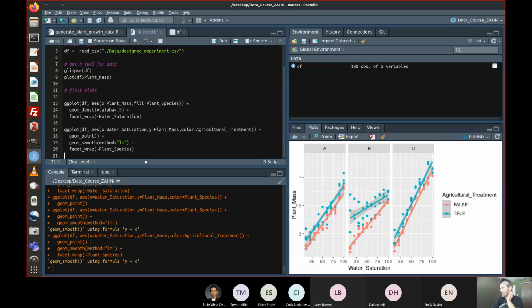Okay. So I'm seeing this and I'm thinking this plot right here is essentially our story. I think it's working. It's telling the whole picture of how water saturation and agricultural treatment and plant species all interact with each other to affect plant mass. So what's next?